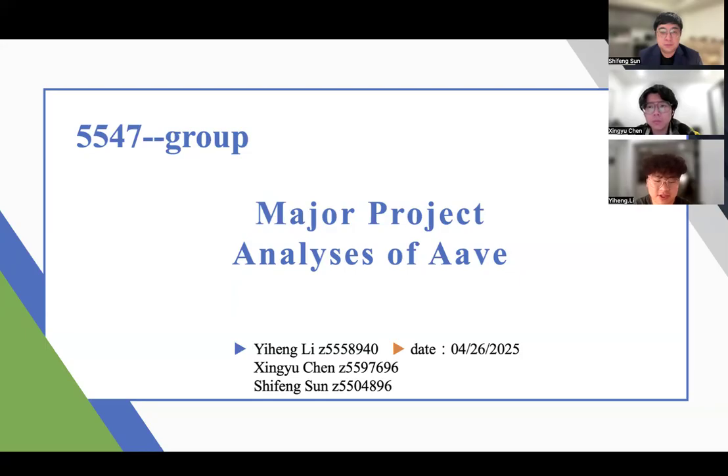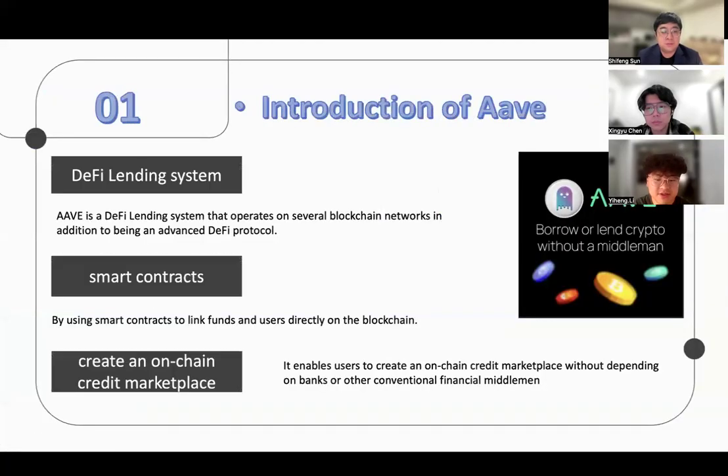Today I would like to introduce Aave, what it does, and what problem it is trying to solve. Next page. Aave is a decentralized, non-custodial lending protocol that operates across multiple blockchains, including Ethereum, Arbitrum, and Polygon. It allows users to lend and borrow cryptocurrencies indirectly through smart contracts without relying on banks or financial intermediaries.